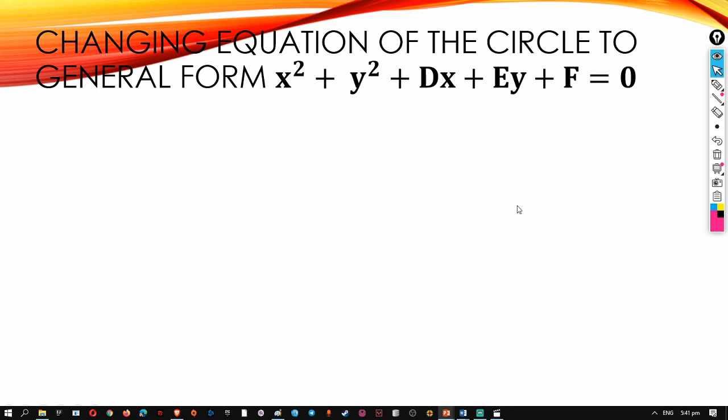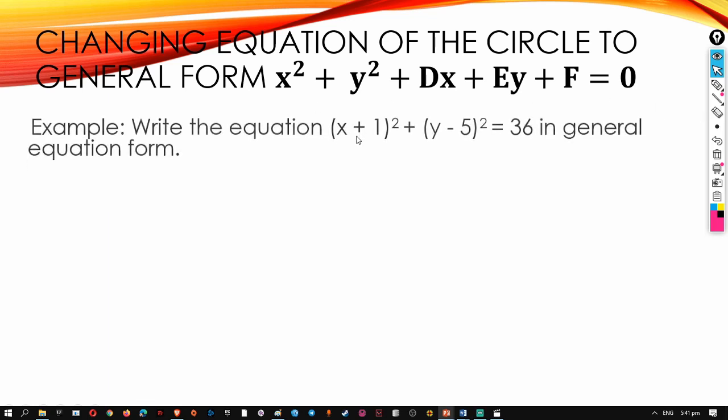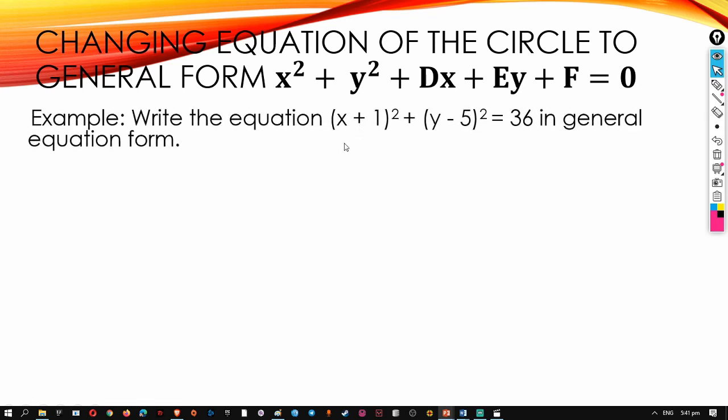Now, how do we change the equation of the circle to the general form? So, ito naman yung tinatawag na general form. Example, write the equation x plus 1 squared plus y minus 5 squared is equal to 36 in general form. So, dapat maging ganito itsura niya. So, paano siya magiging ganyan? Okay, first step.